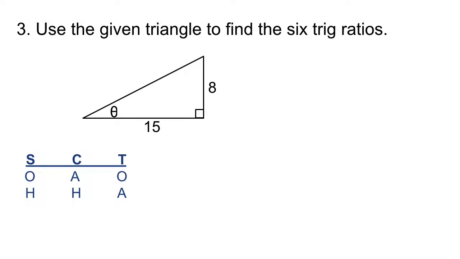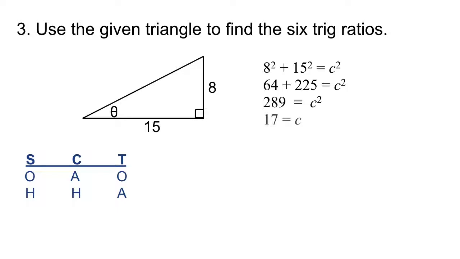We have the memory device SOHCAHTOA there to help us remember that the sine is the opposite over the hypotenuse, cosine is adjacent over hypotenuse, and tangent is opposite over adjacent. And we need all 3 side lengths of the triangle, so we use the Pythagorean Theorem to get the hypotenuse. This will be 64 plus 225 equals c squared. 289 equals c squared. And so we could leave c as the square root of 289. That happens to be 17, so I'll call it 17.